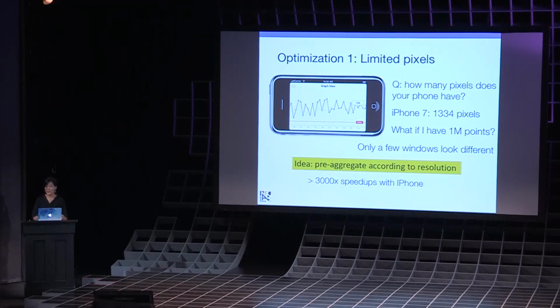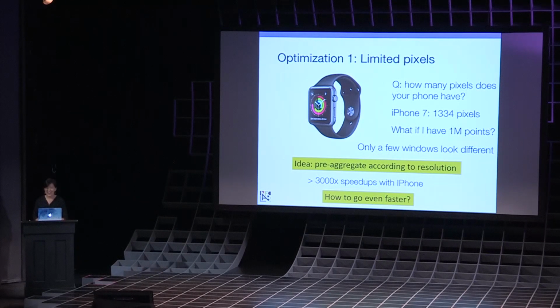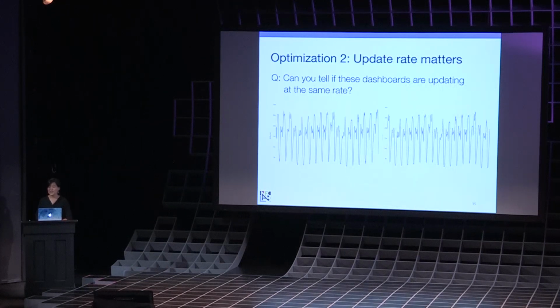So bonus question, since you are all smart people: how do we go even faster? Okay, the answer is just run it on your Apple Watch, right? Because the Apple Watch has even fewer pixels, so you get even more speedups.